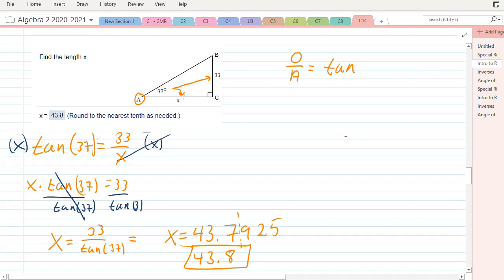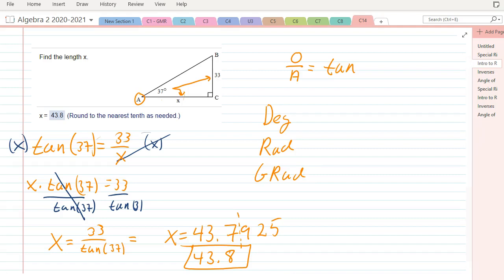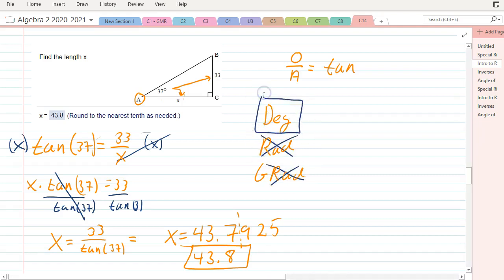Now this is very important. Somewhere on the top of your calculator, you might see something called DEG, or RAD, or GRAD. You want the DEG. It's called degrees. If your calculator is not in degrees, then you will get these answers wrong. So make sure your calculator is in degrees.